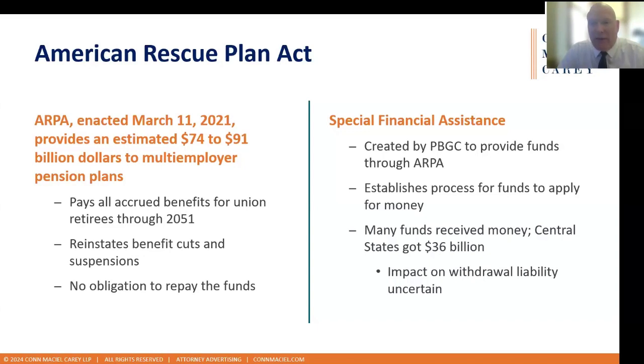Lots of funds have been getting money. Many are still out there waiting, but they're going to get money too. Central States, which has come up a couple times here in our presentation, for example, got almost 36 billion. I think they got a check written from the American taxpayer for $35.8 billion.